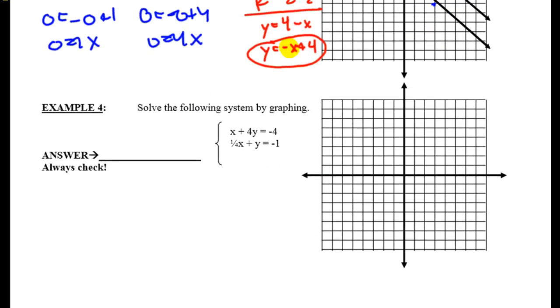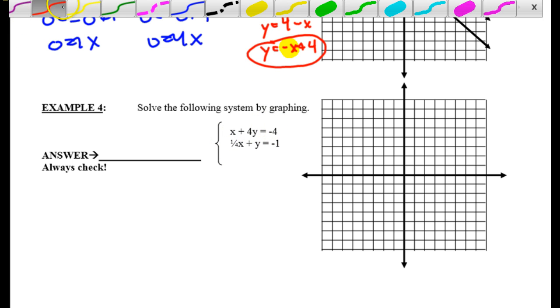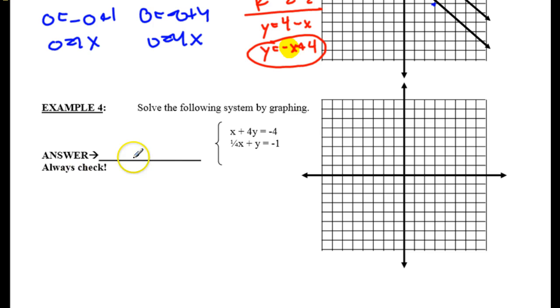Okay? Alright, now let's take a look at this one. So now we have this system of equations. Neither of these are in slope-intercept form, so we're going to need to change both of these. Alright, so let's take this first one. I'll just come down here for now. We'll erase this. Okay, x plus 4y equals negative 4. That's messy.